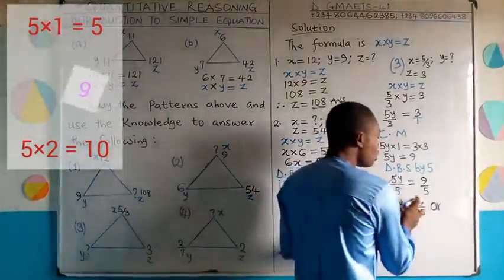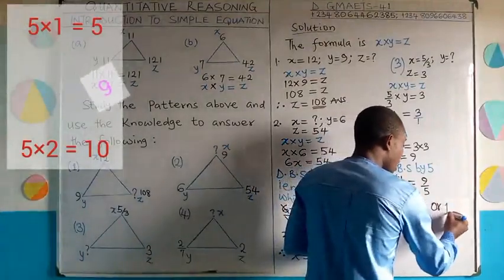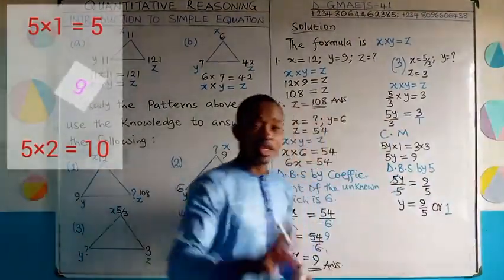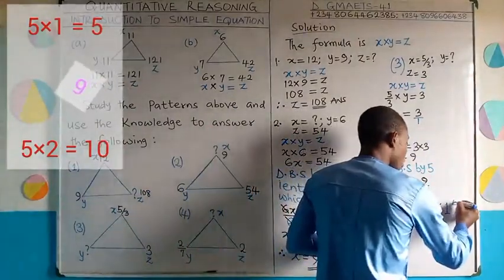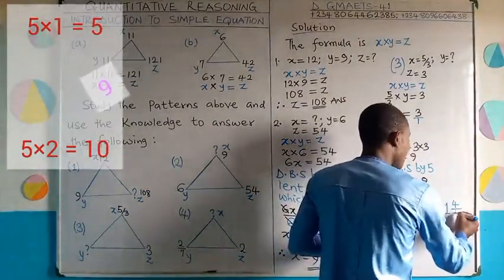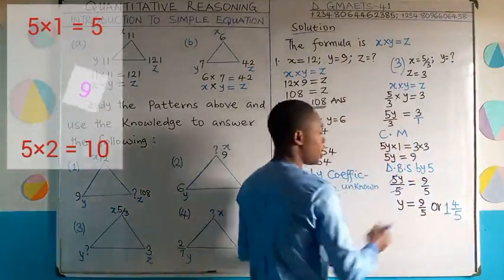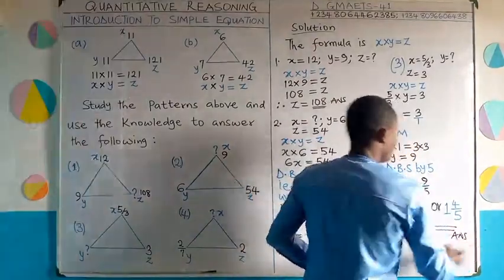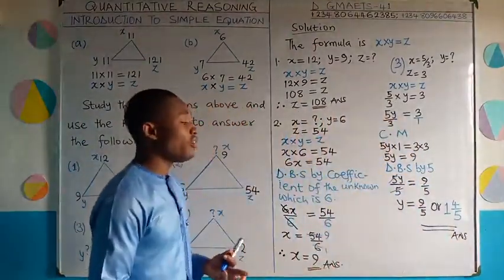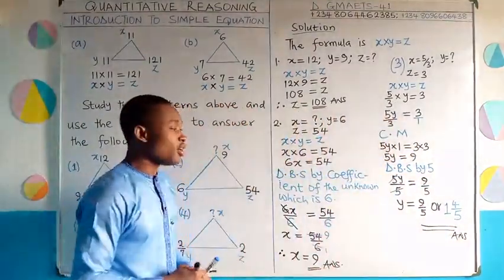Now 5 can go into 9 just one time. That would now be one whole number. The remainder will be 4. So it will be remainder 4. Divide that 4 again by the denominator 5. So this is our answer. Either you leave it as 9 over 5 or you leave it as one whole number 4 over 5.